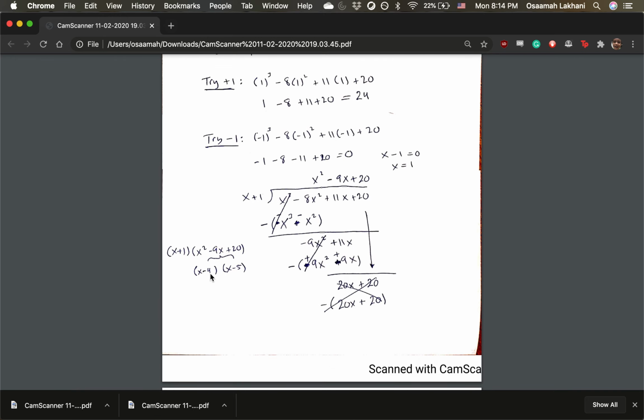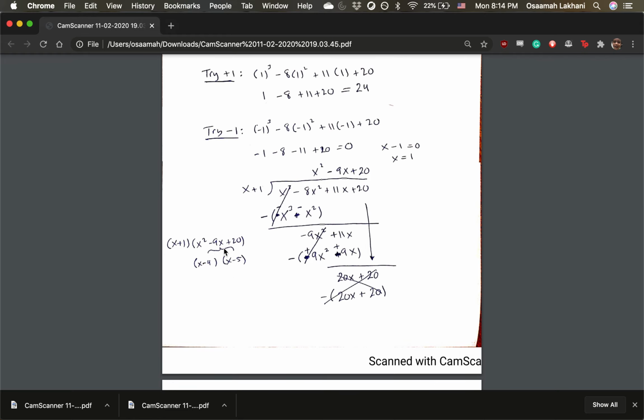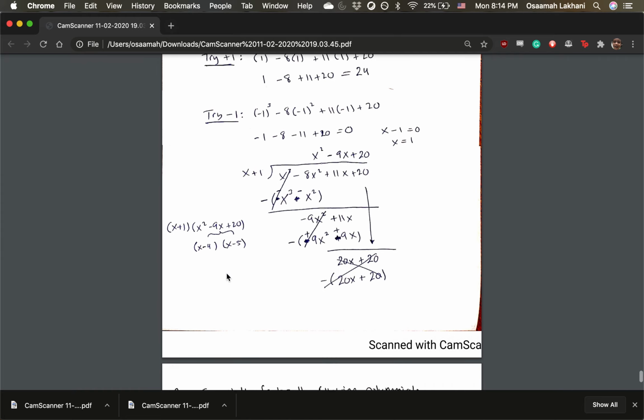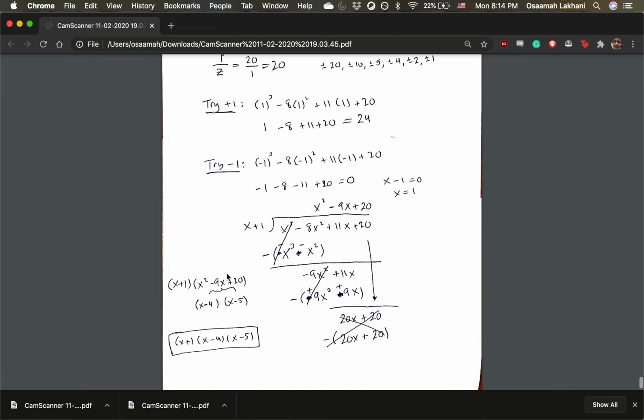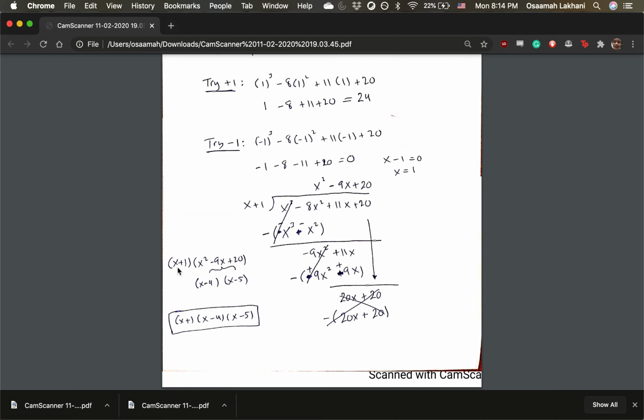And the two numbers that work out are negative 4 and negative 5, because negative 4 times negative 5 is positive 20, which is good. And then negative 4 minus 5 is negative 9, which works out as well. So those are the two factors of the quadratic portion. So now we kind of have three factors. We have the x plus 1 from here, and the x minus 4 and the x minus 5. So that's our answer for this question.